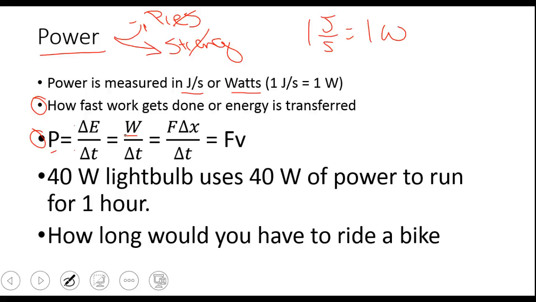Again, if I ask you to push a box across the floor, and you take 10 seconds to do it, that's a lot different than taking 2 seconds to do it, right? Work is just force times distance, so if you want to expand that out, you can. And then there's this really interesting idea that the change in position over the change in time is actually just the velocity. And so we can also talk about power as force times velocity. Depending on the situation, you might choose different ones to represent power.